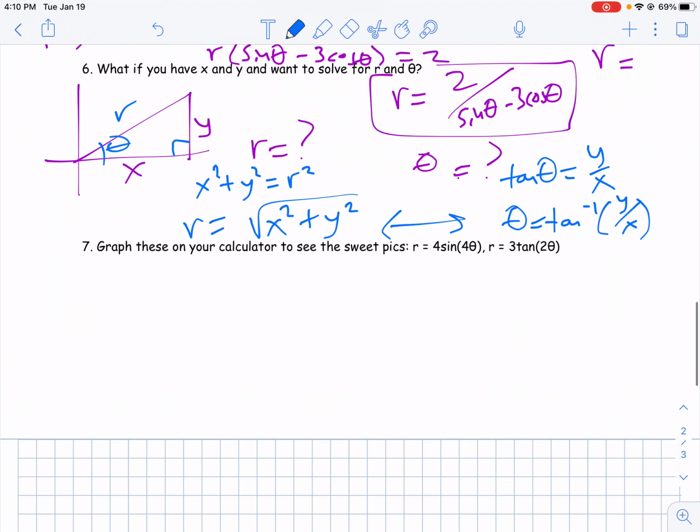Okay, now the only other thing I want you to do from this video, go to your calculator and graph r equals 4 sine 4 theta and r equals 3 tangent 2 theta, and you're going to find out that polar curves can be beautiful.